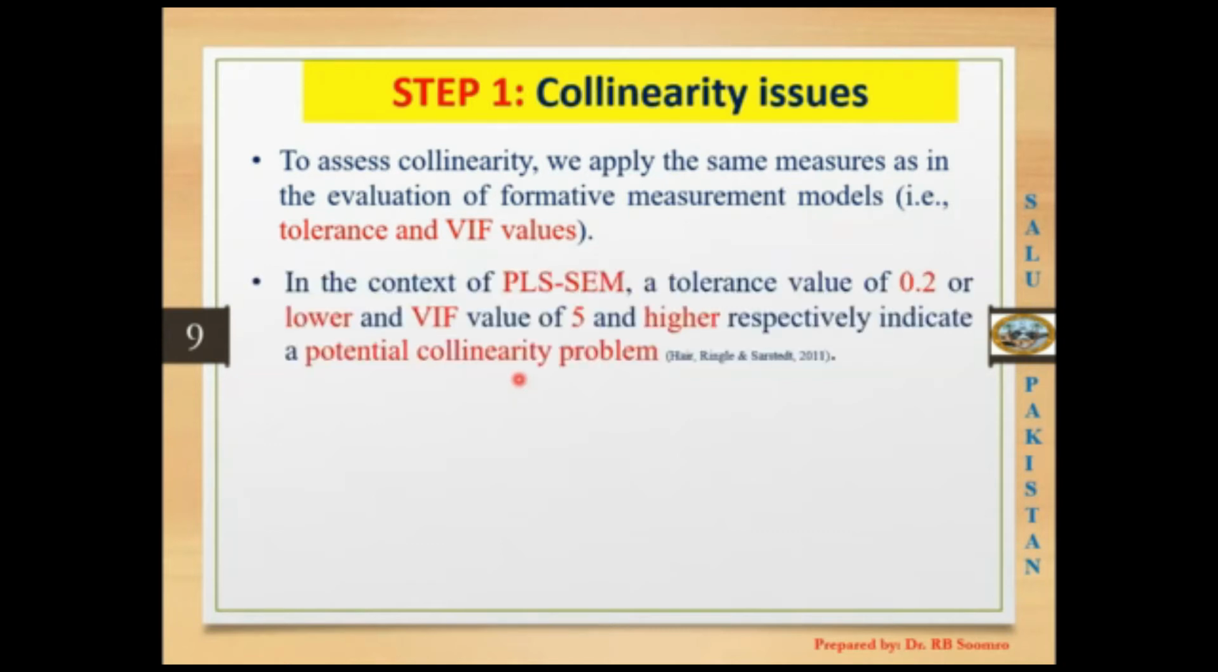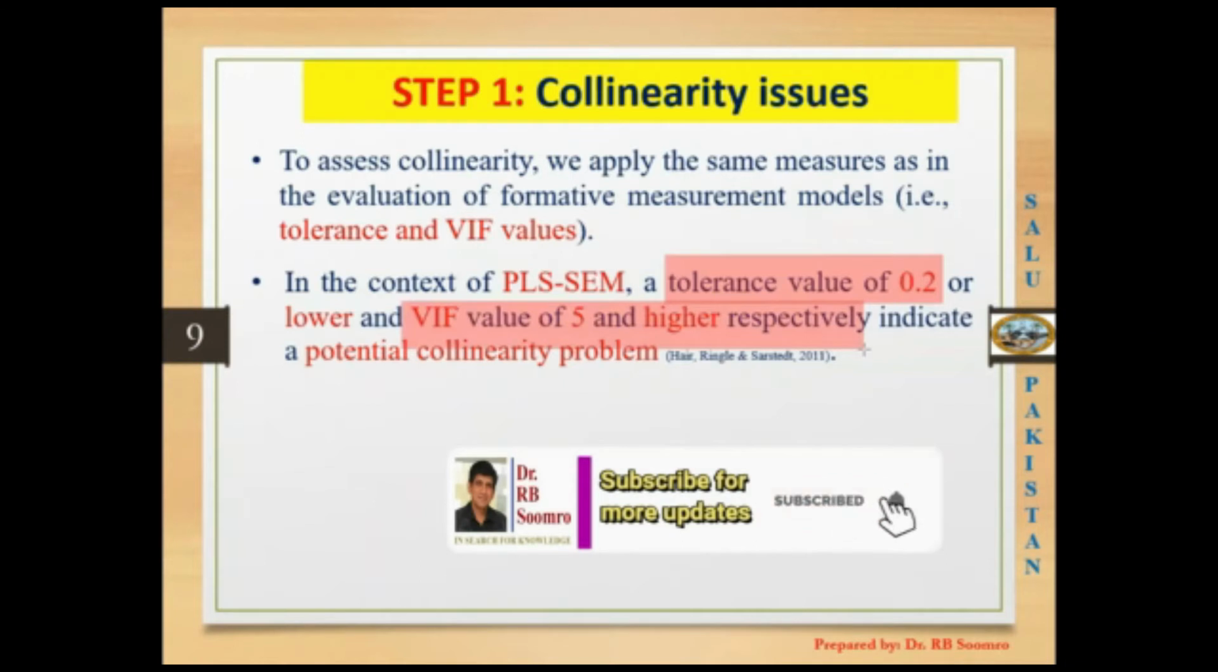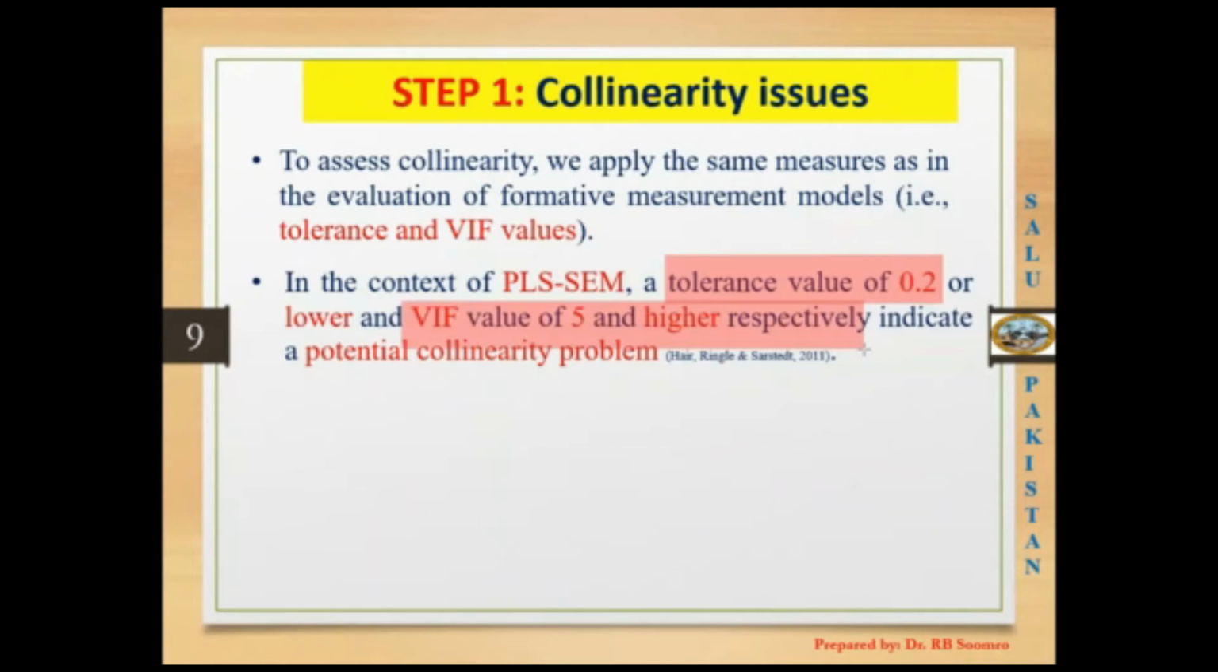In the context of PLS-SEM, a tolerance value of 0.2 or higher is fine. It means there is no collinearity in your data. Collinearity is a problem when the tolerance value is 0.2 or lower and the VIF value is 5 or higher. There is one more guideline: if the VIF value is less than 3, that's wonderful. If it is more than 3 and less than 5, okay. But if it's more than 5, then it's a problem, and we can say that a potential collinearity problem is there.